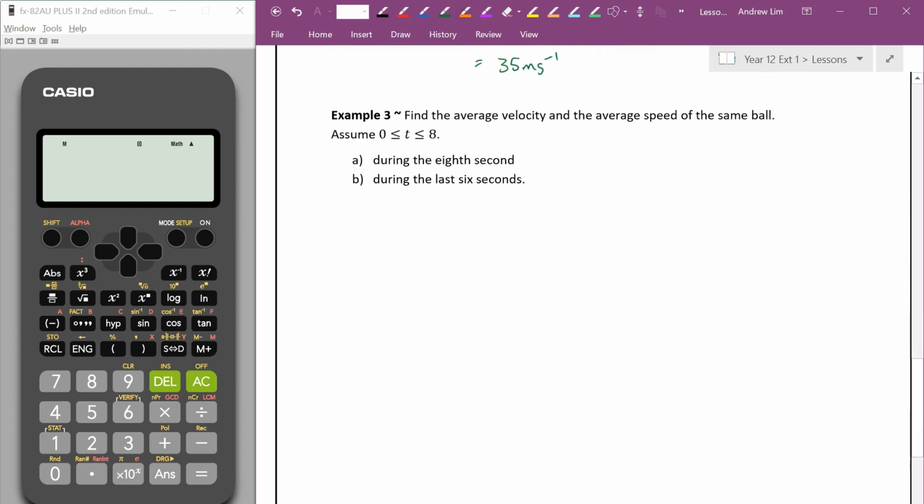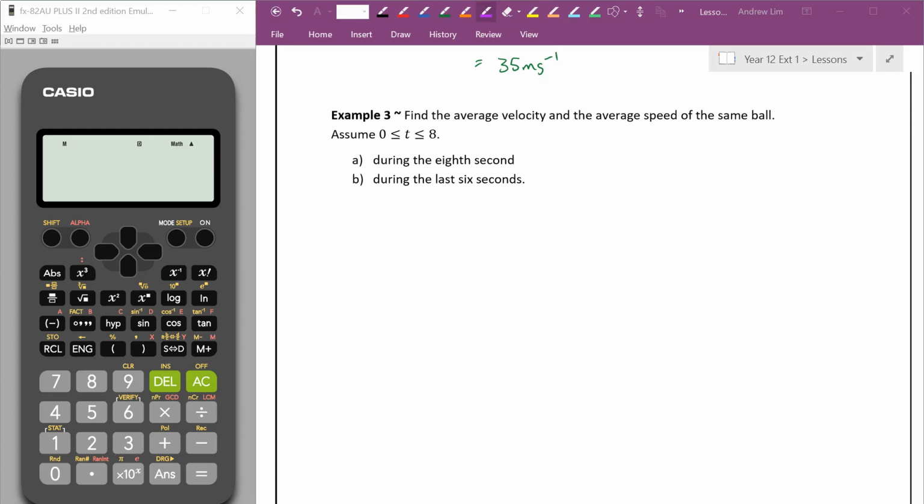Find the average velocity and the average speed of the same ball. Assume 0 is less than or equal to t, which is less than or equal to 8, during the 8th second and during the last 6 seconds. So why don't you pause the video and have a go with these two.